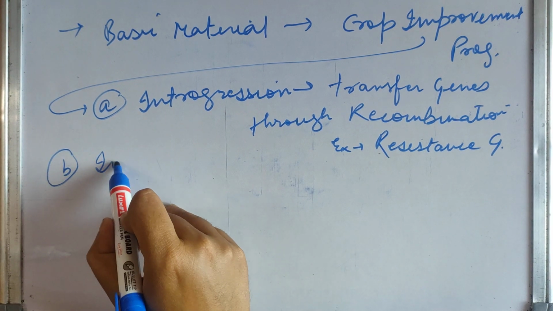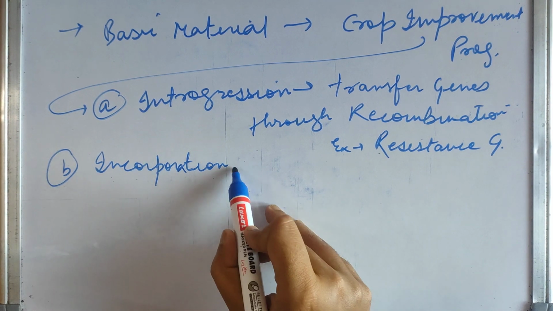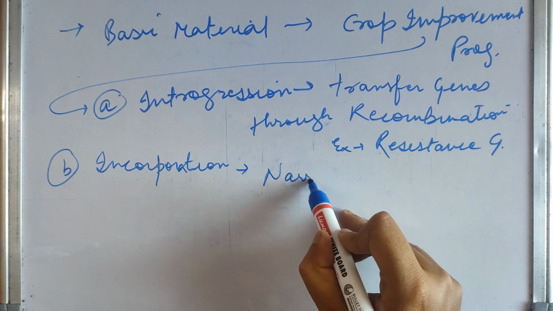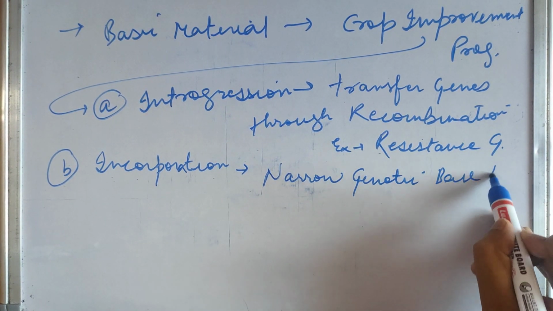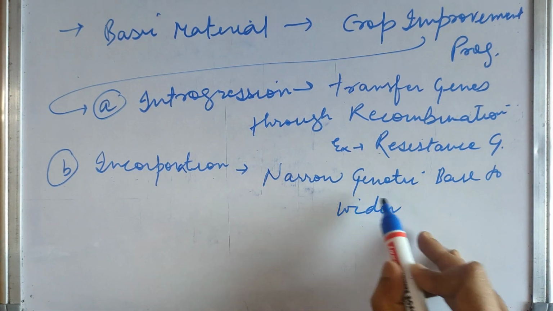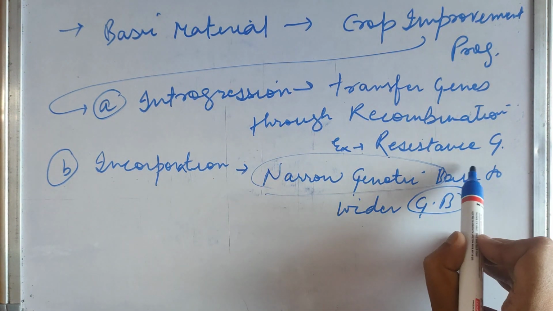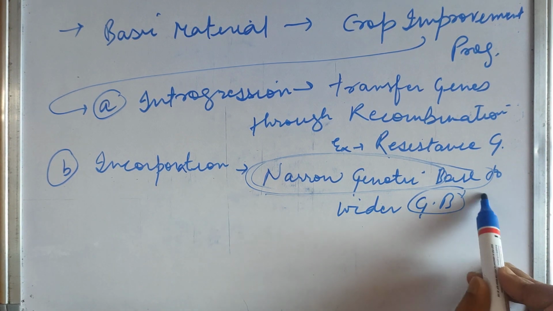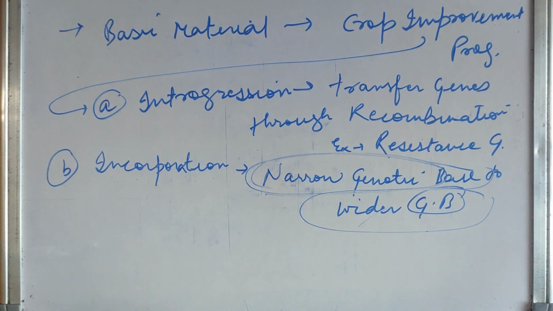B, that is incorporation. It is to make a narrow genetic base into a wider genetic base. Suppose a crop plant is very narrow in genetic base. It is growing in a certain narrow location, one or two locations. But when we make it a wider genetic base, it can be grown in wider areas, in many locations.